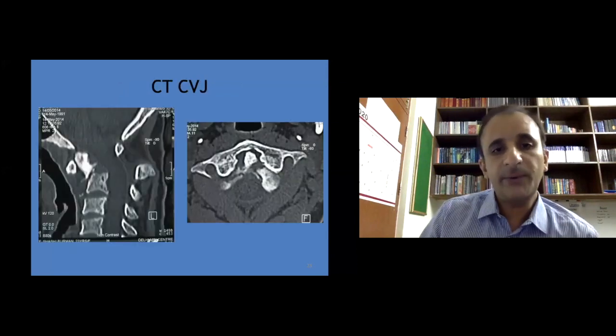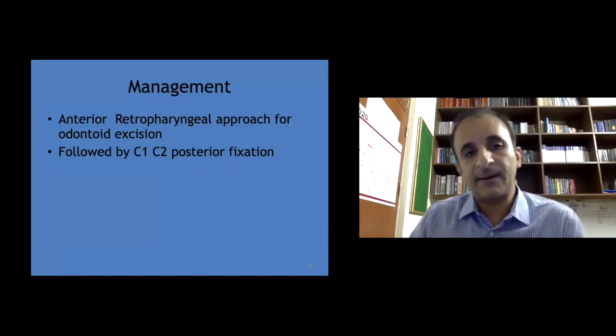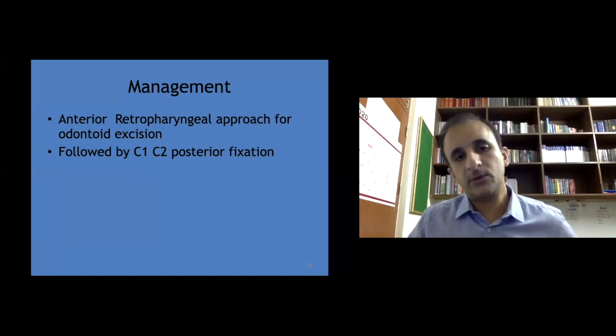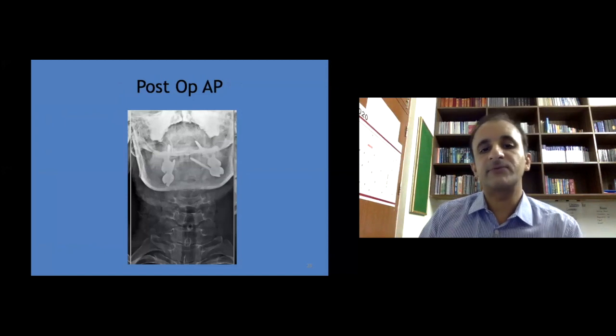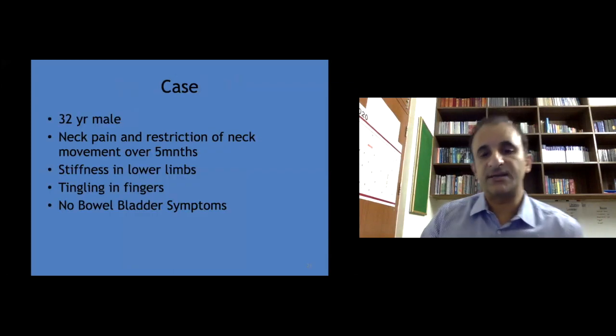So what we did in this case was we went anterior through the retropharyngeal approach, did a quick odontoid excision, and then we followed it up with a C1, C2 fixation. Okay. So this is what we achieved. The patient did extremely well.